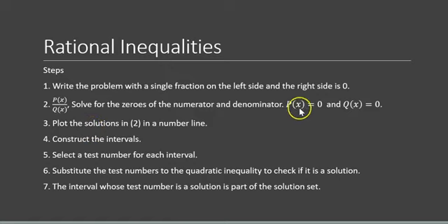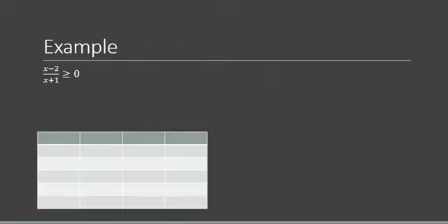We're going to take the solutions here and plot them on a real number line. Then we're going to construct the intervals and select the test numbers to check which will satisfy the inequality. And then for those intervals whose test number satisfies the inequality, those intervals will be part of the solution set. Let's have the first example.